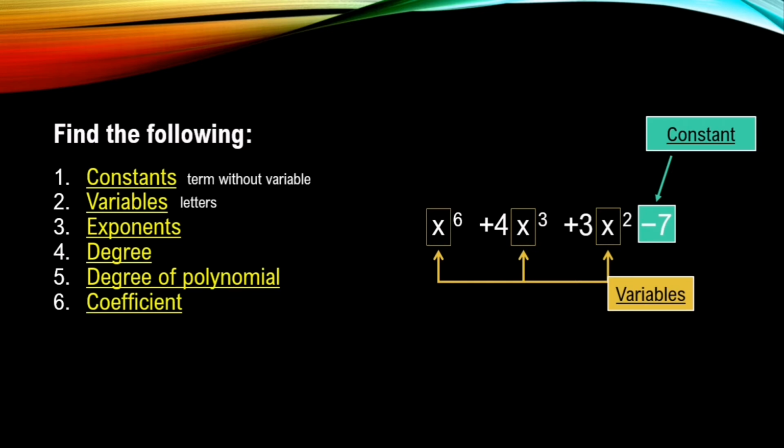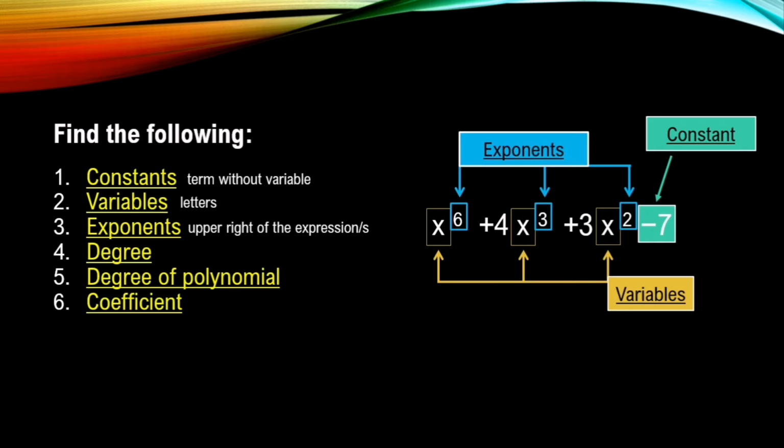Let's proceed with number 3, exponents. Remember, exponents are written in the upper right of the expressions. Where are the numbers that are written in the upper right of the expressions? You have it there, the 6, 3, and 2. So 6, 3, and 2 are obviously our exponents. Now, how about the degree? Degree is the exponents of each term. So that means it is still the exponents. So we have 6, 3, 2.